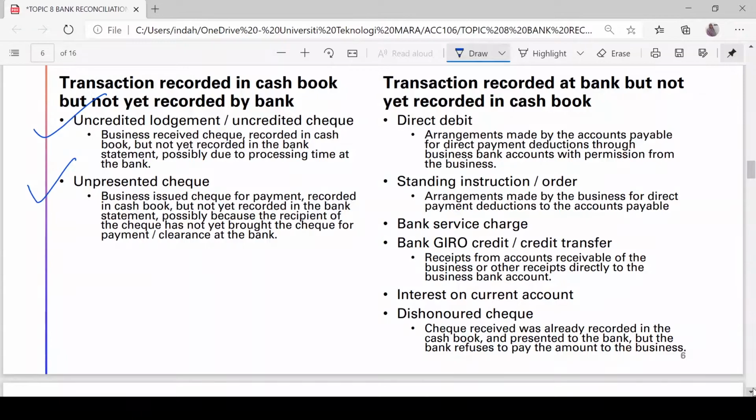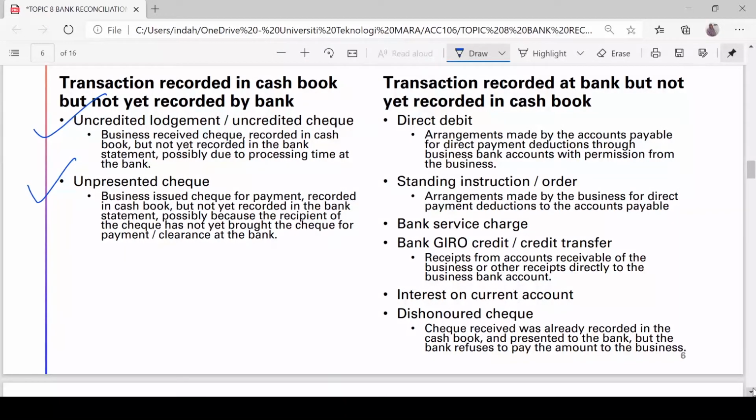Direct debit is an arrangement made by the account payable for direct payment deduction through the business bank account, with the permission from the business. Let's say, for example, insurance. For the insurance payment, the insurance company will make an arrangement with the bank for automatic deduction for the payment of the insurance premium. However, these deductions are made with the permission from the business.